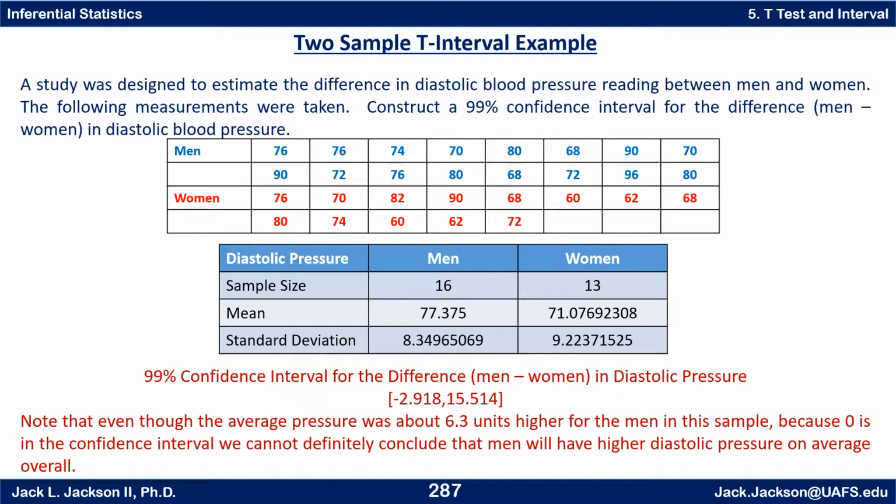Now, since 0 is in the interval, we cannot definitely conclude that the men will have a higher diastolic blood pressure on average. Even though they did in the sample, we're 99% sure that the true mean difference is somewhere between negative 3 and 16, but 0 is in there, so there may be no difference at all.